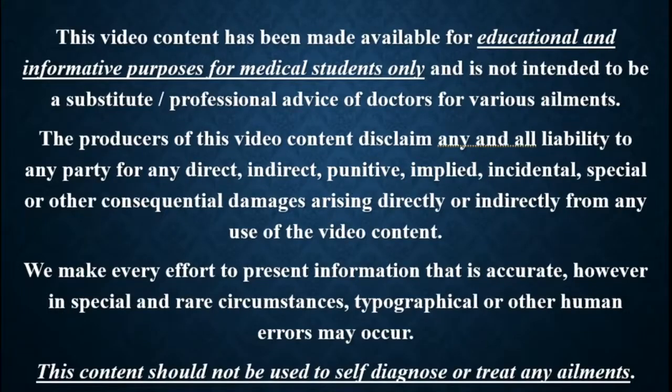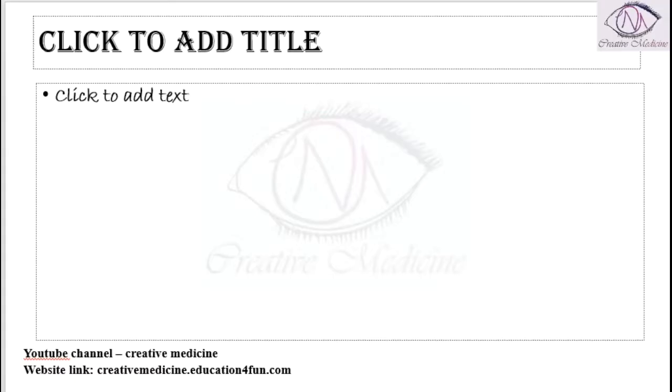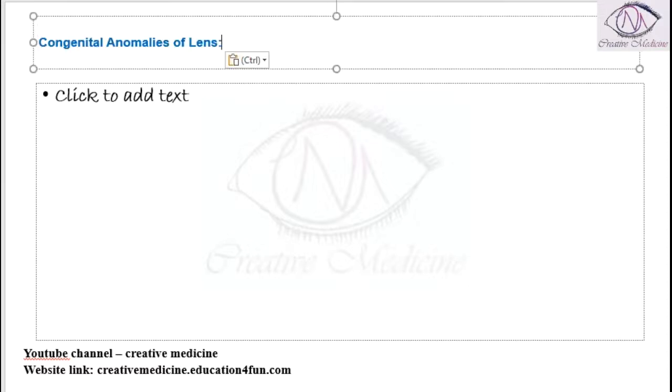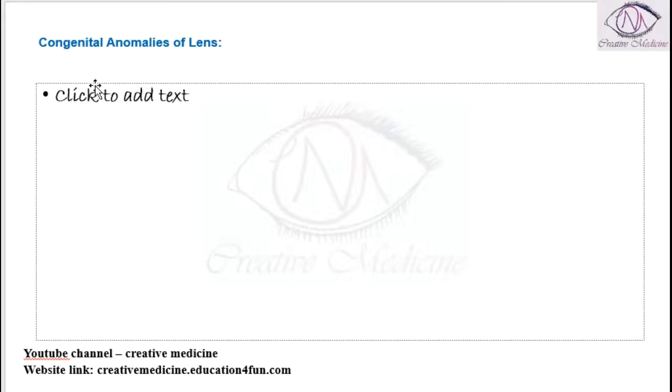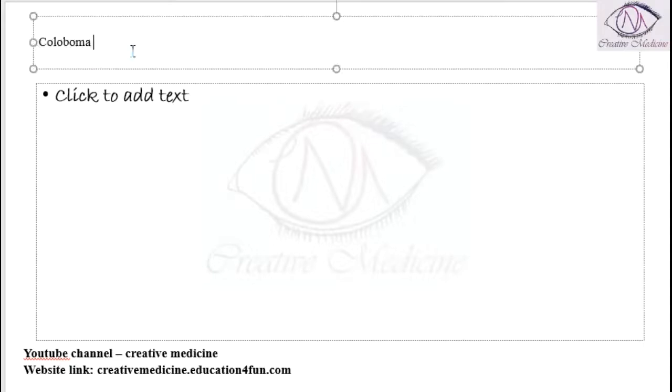In this lecture, we will learn about congenital anomalies of the lens. In the congenital anomalies of the lens, we have different types of anomalies and their different features. First, we have coloboma of the lens.